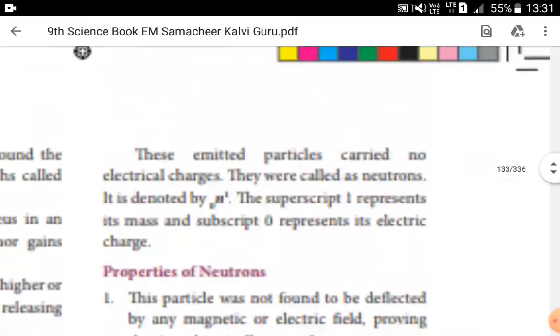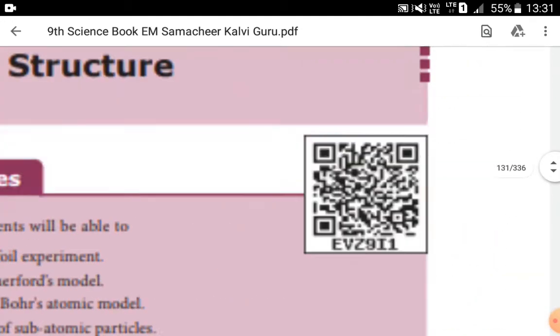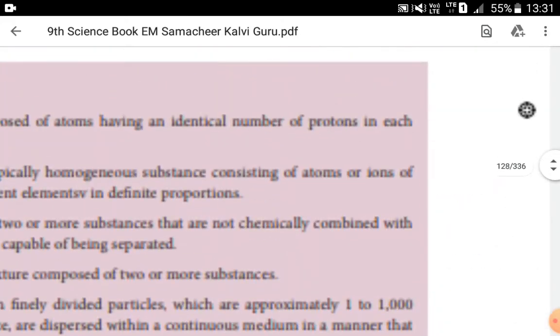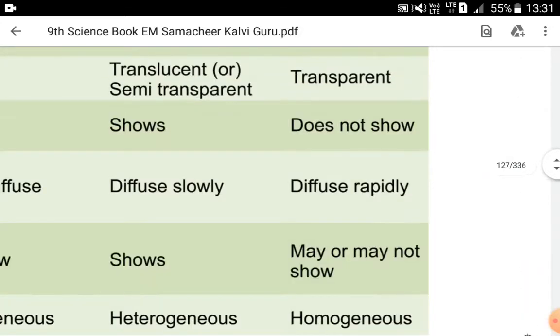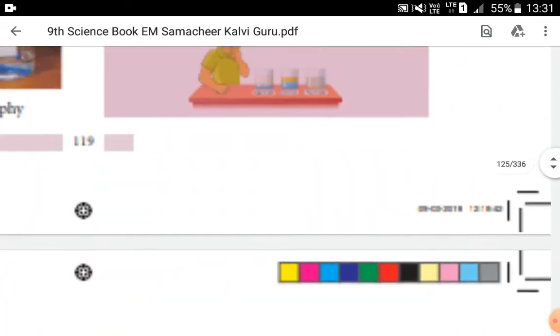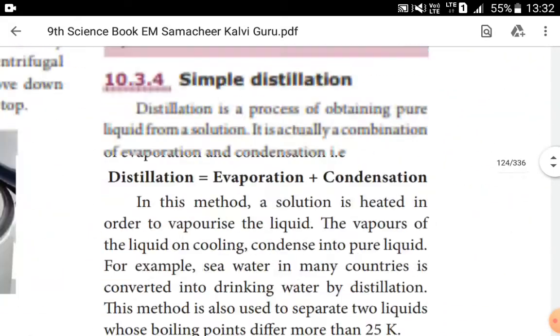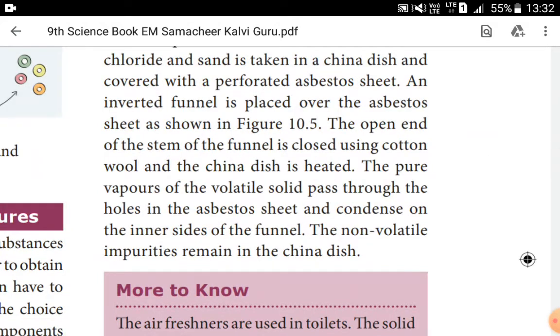Then types of mixture also, we have already learned. That is homogeneous mixture and heterogeneous mixture. A homogeneous mixture is nothing but a mixture whose components cannot be seen separately. That is called a homogeneous mixture. Example: tap water, milk, like that.